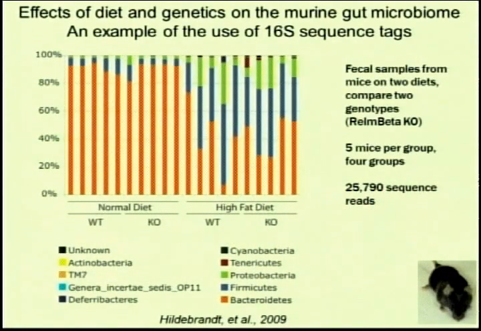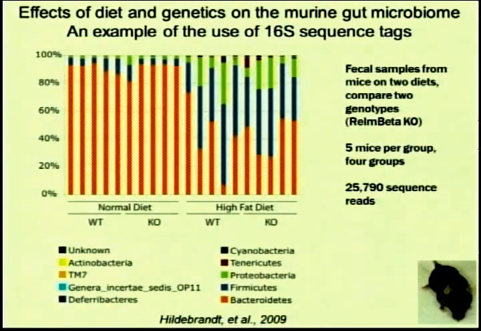So here's a study that we carried out with Gary Wu a few years ago. Fairly straightforward, but I want to show you how the analytical machinery operated in this case. So we're looking at the effects of diet and genetics on the murine gut microbiome. And this is an example of a 16S sequence tag study. So there are a bunch of mice, I think it's 5 in each group, a normal diet or high-fat diet, and there's a wild type set and a knockout set. And what they're knocked out for is realm beta, an intestinal signaling molecule that Gary's lab has studied.